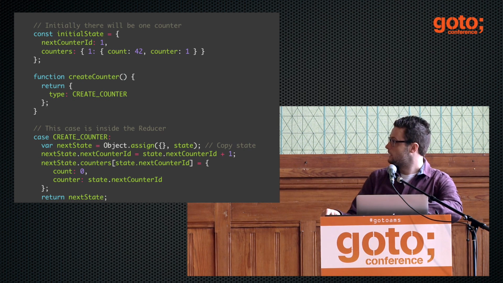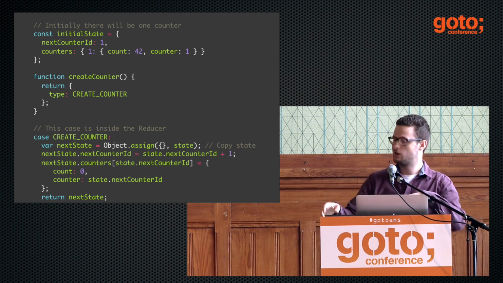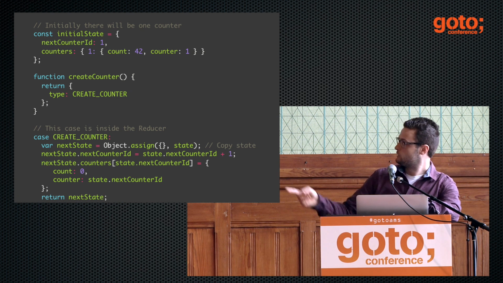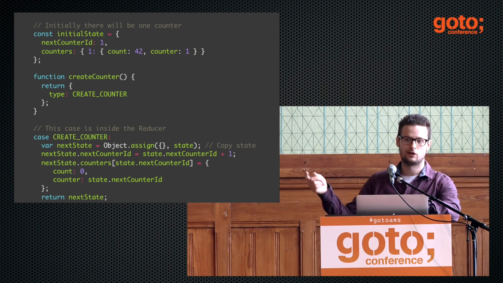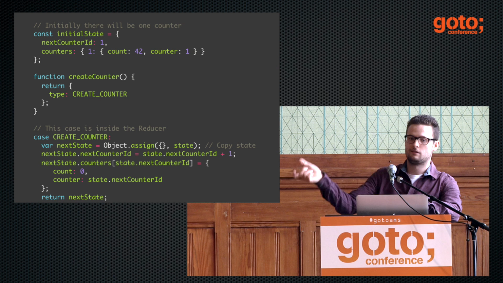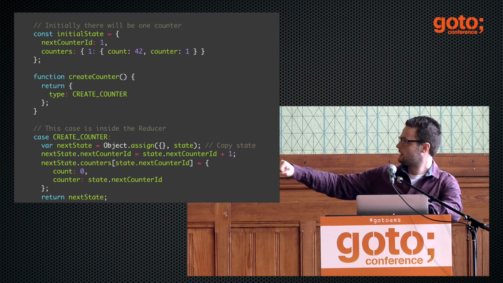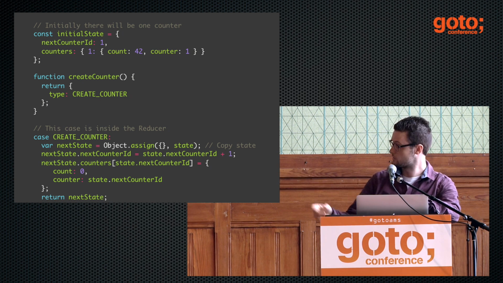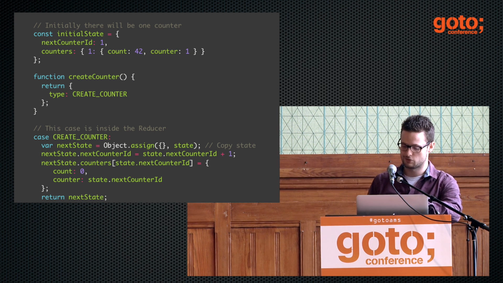Then we have create counter. And it does not have a parameter because we don't know which counter we are going to create beforehand. And in the reducer, again, we create a copy. And then we increment that next counter ID manually so that the next time we also have a unique ID. And then we simply take that previous ID and assign it to a new counter object, which starts counting at 0. And it also knows which counter it is because it has the counter key stored in it.